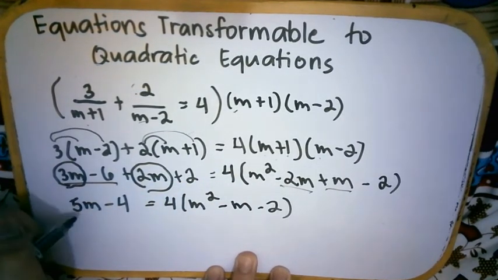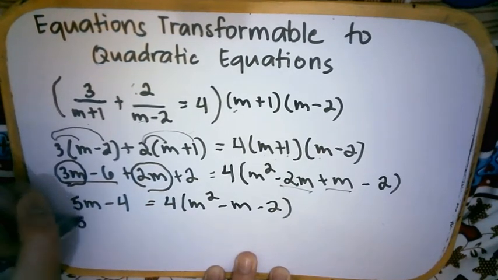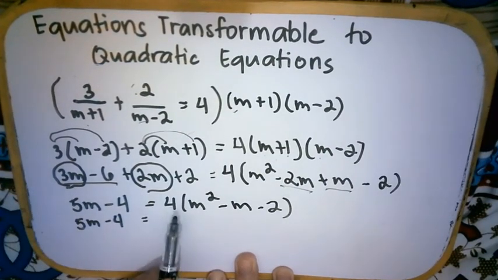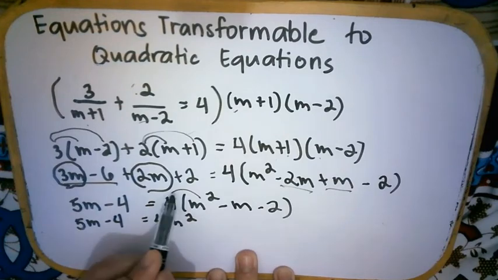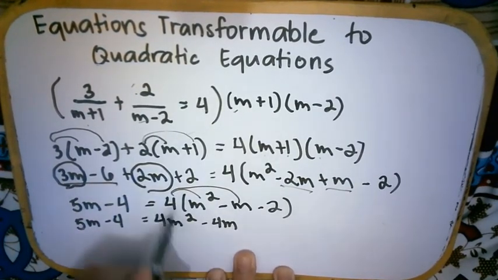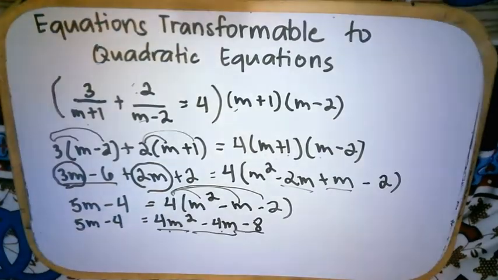Next one, so since ito ay simplified already, hindi na natin pwedeng pagsamahin. I-copy muna natin 5m minus 4 and then distribute. So 4 times m squared, we have 4m squared. 4 times negative m is negative 4m. And then 4 times negative 2 is negative 8. We are almost done. The next part is to make the right side 0.